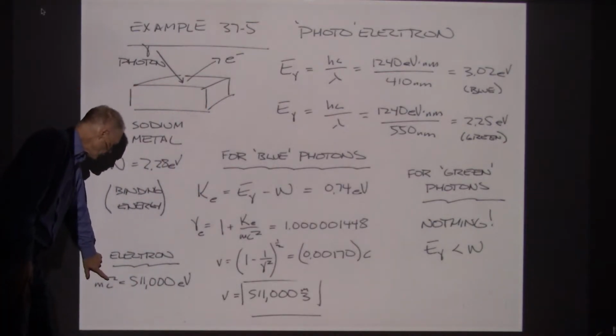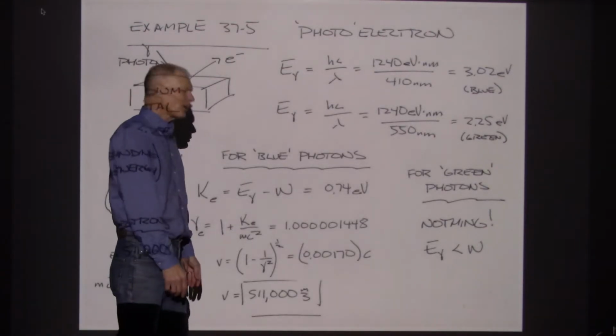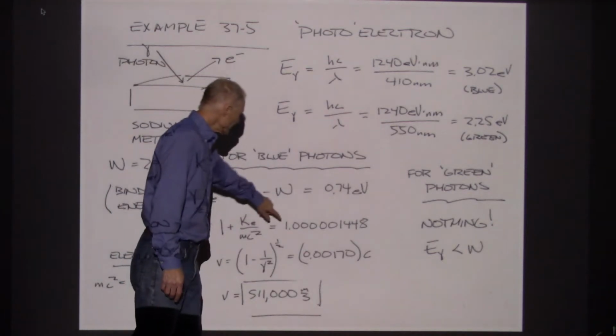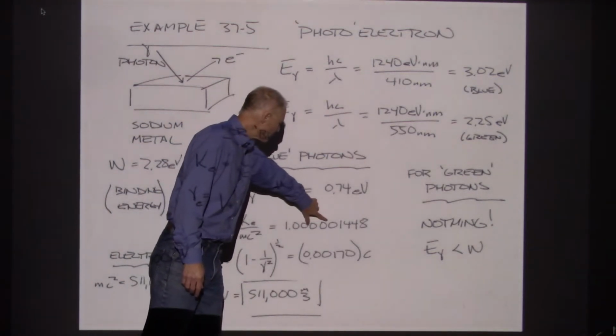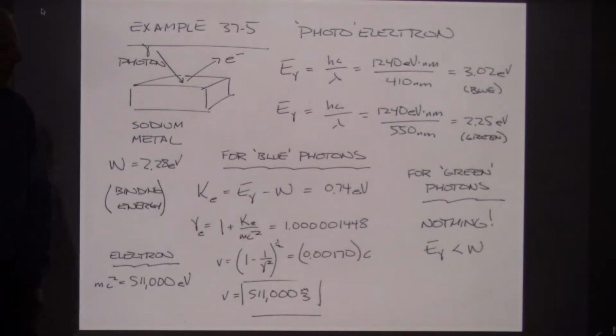Here we go, mc squared for electrons, if you remember, is 511,000 eV. It says that they have a gamma factor of, okay, it's not very impressive. So the electrons coming off have a gamma of 1.00001448. I really didn't need to use relativity for this.